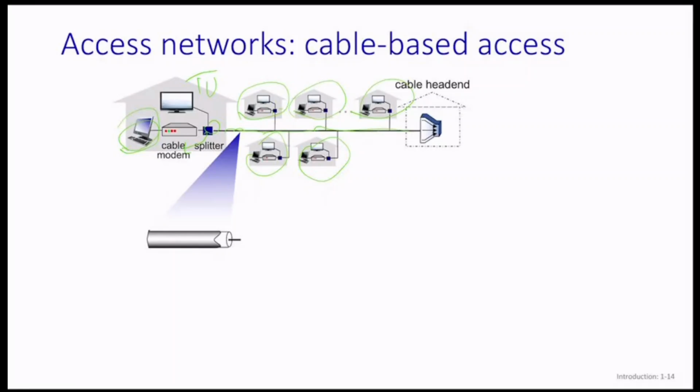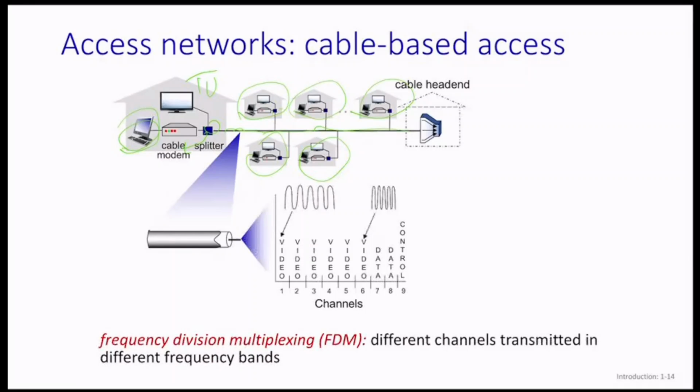For cable-based access, we can see for this shared LAN we can use cables, like later I will show, coaxial cables to carry that data. For this cable, for that resource or spectrum, we can separate that spectrum into different channels. This is a different channel. And also you need to consider a different frequency.